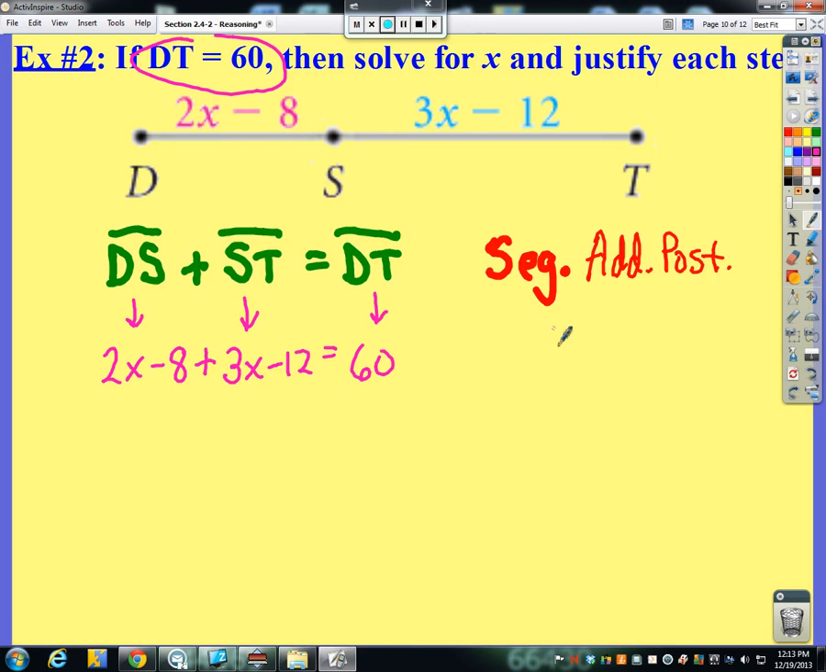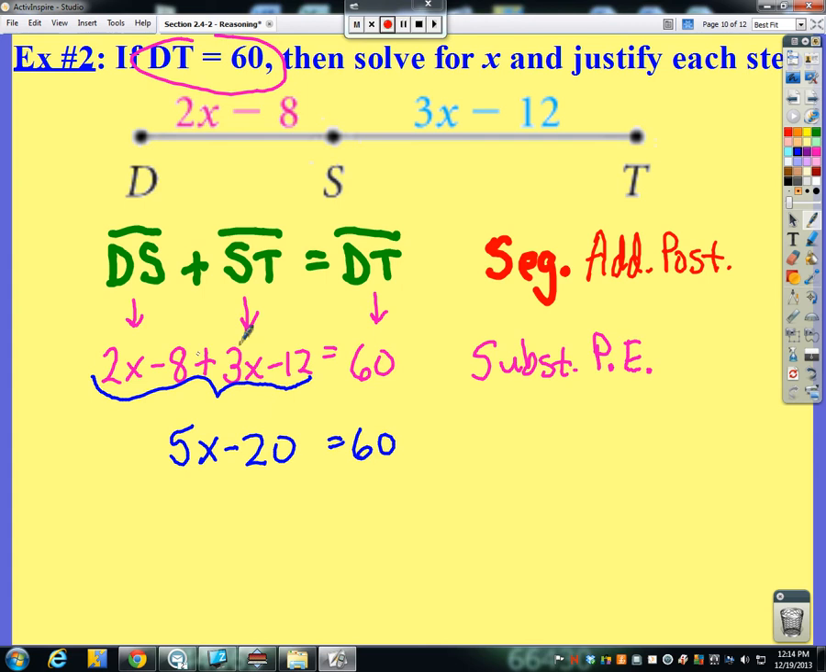So let's fast forward. Here we used the substitution, and I can just say PE. We can shorten it instead of saying property of equality. So I've substituted my values in from my geometric stuff, and now from here, it's nothing more than the algebra problem. We need to combine some like terms. We've got 5x minus 20 equals 60. What was that step called where we added like terms? I believe that step was called just simplifying.